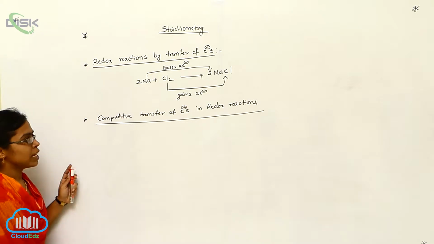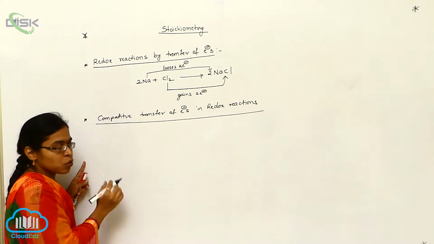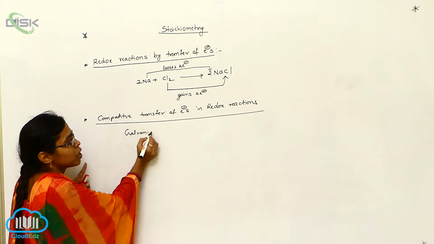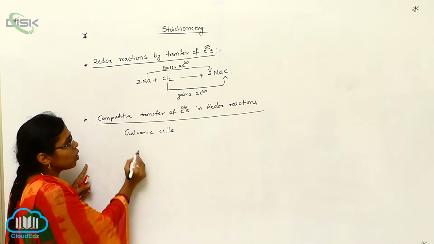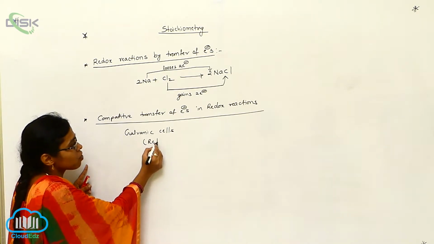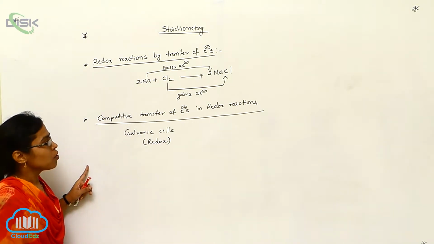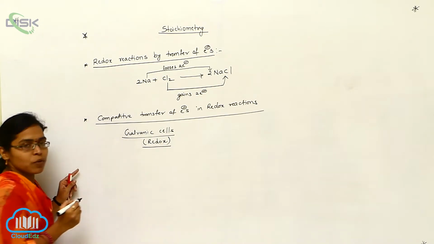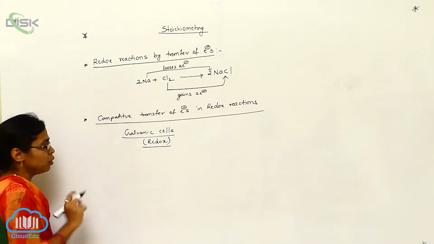That means, especially this topic is used for the preparation of the galvanic cell. In the galvanic cell, which type of reactions always takes place? Redox reactions take place. So I am taking the galvanic cell, which includes redox reactions. I will explain with one example.